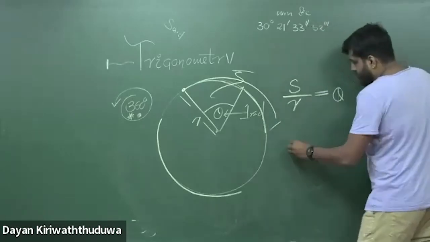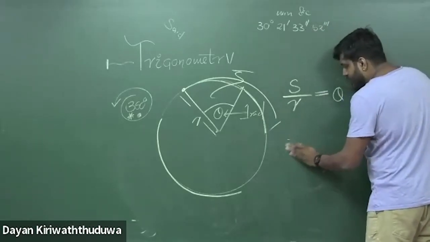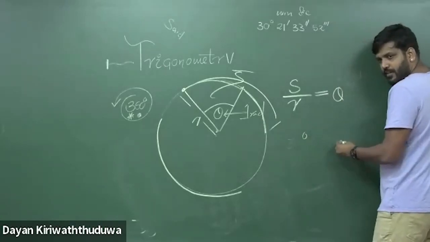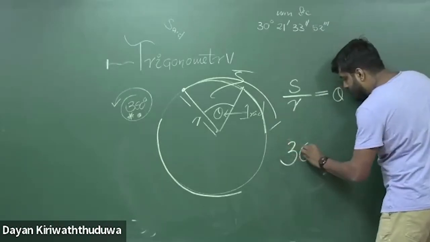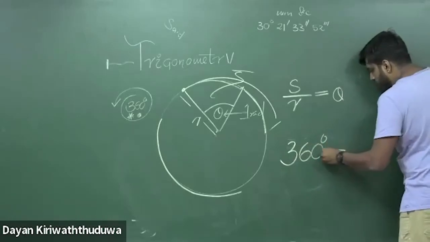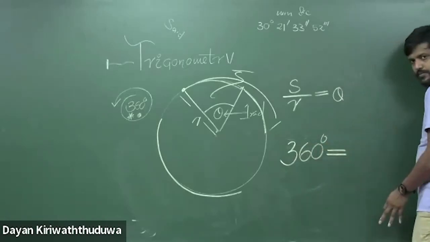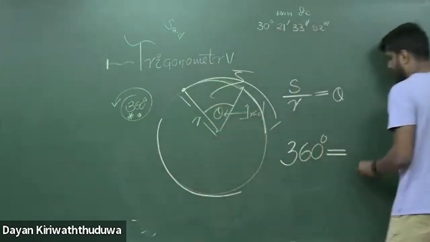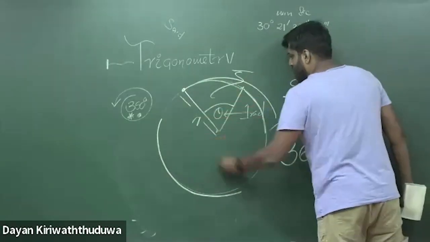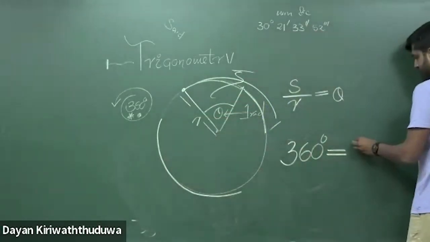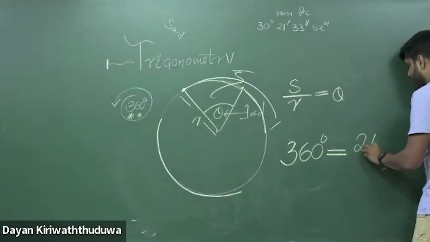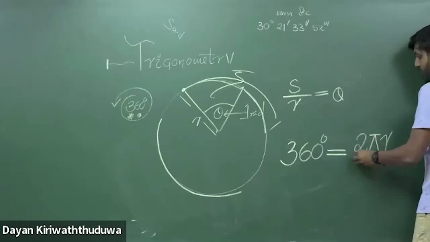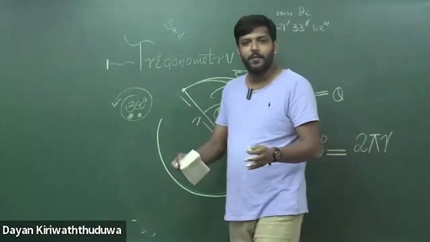Third concept is very simple. So how can we connect degrees and radians? 360 degrees must be equivalent to whatever the angle in radians. So you tell me, if you have a full circle, what is the circumference of a circle? 2 pi r.